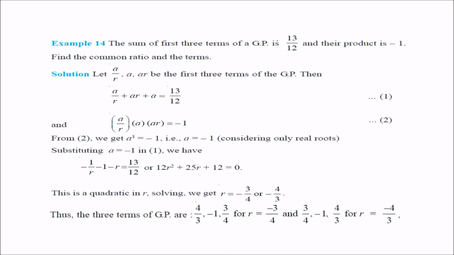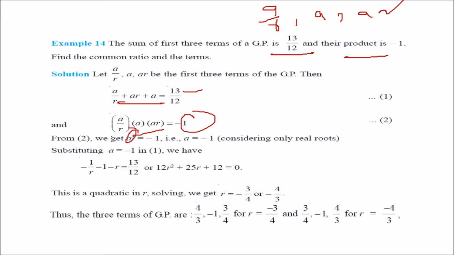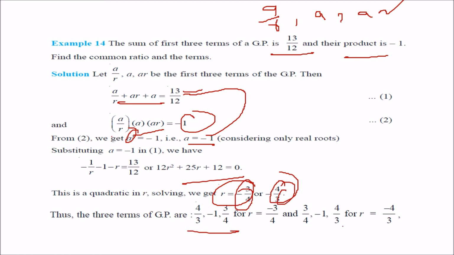Next is the sum of first 3 terms of GP is 13/12. So we take this term as A/R, first term, then A, then AR. These terms we take, we assume their product is minus 1. So first of all, just add them, it is equal to 13/12. Then multiply them, you get minus 1. Here you get A cube equal to minus 1, that is A has to be minus 1. Place A equal to minus 1 here, you get R equal to minus 3/4, R equal to minus 4/3. So the 3 terms, if you put this, you get this sequence, you put this, you get this sequence.